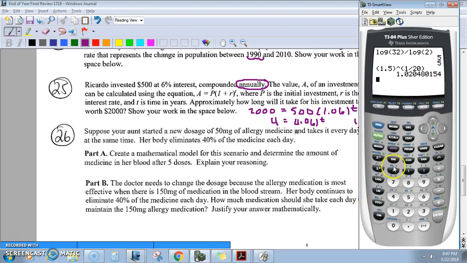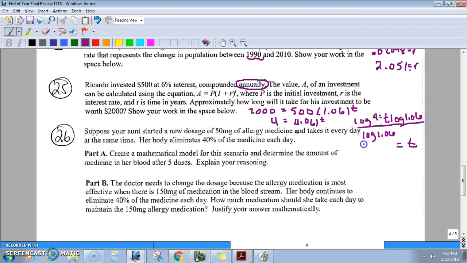I need my calculator. The log of 4 divided by the log of 1.06. Just remember everything after your log has to be in parentheses. Enter. 23.79. So T is approximately 23.79.